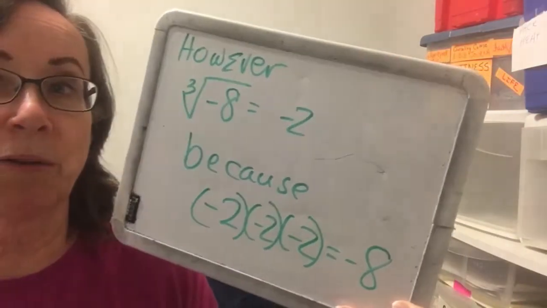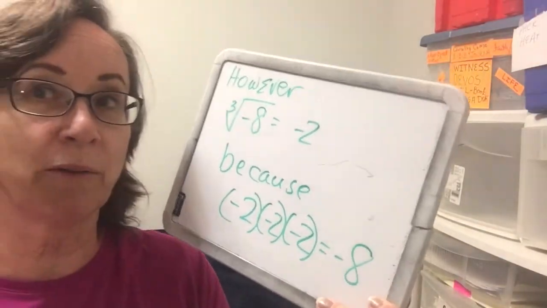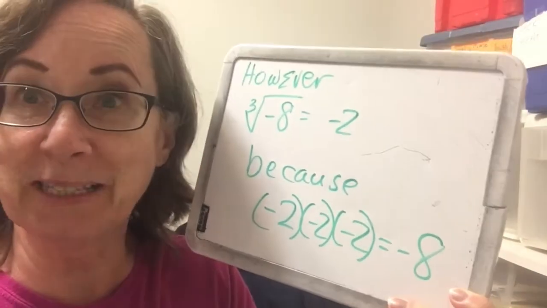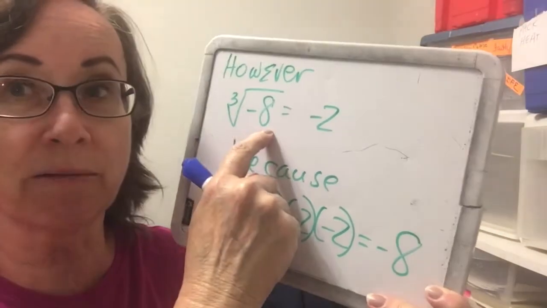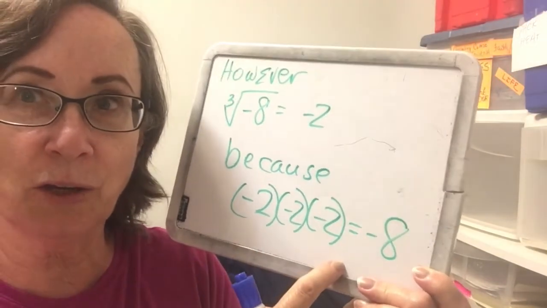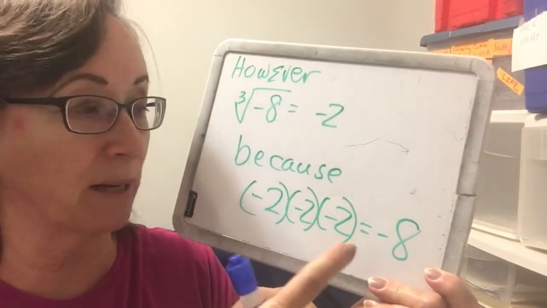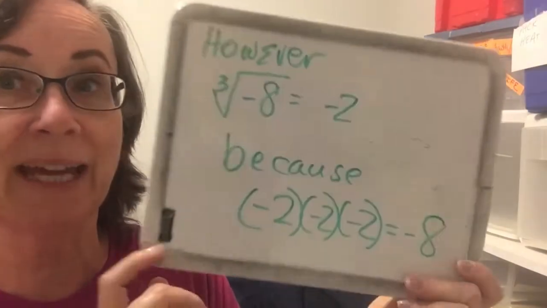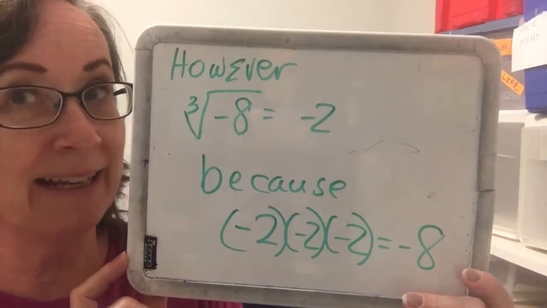However, the cubic root would be an odd root. Square root is an even root. If I take an odd root of a negative number, it's no problem. If I take the cubic root of negative 8, it's negative 2 because negative 2 cubed, or negative 2 times negative 2 times negative 2, does equal negative 8. So the cubic root of negative 8 is negative 2. And negative 2 is a real number. It fits on the real number line.